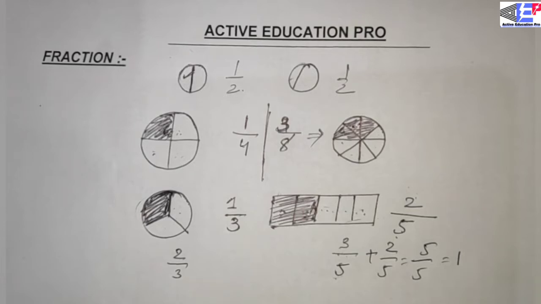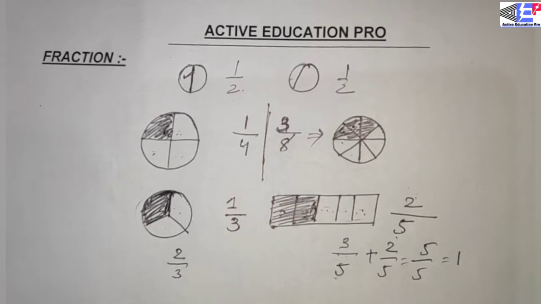Fractions means part of a whole. As you know, number system: integers, fractions, whole numbers. Fraction is also a number system, and it is always presented with the help of two numbers. One is the numerator and the other one is the denominator.